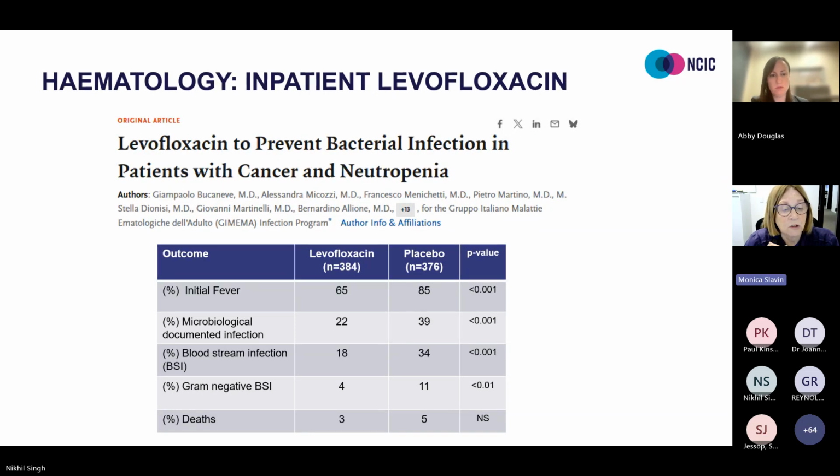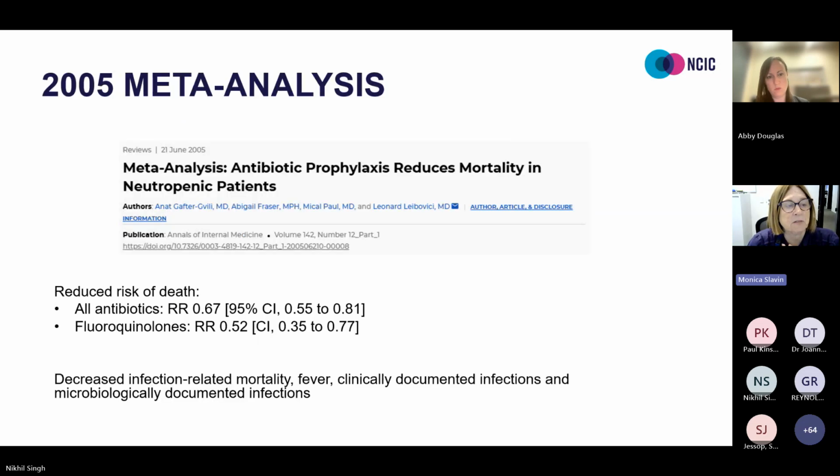So what we can learn from both of these is that, yes, fluoroquinolone in these studies did reduce instances of initial fever and bloodstream infections with gram-negative organisms, but didn't have an impact overall on deaths. And this has been carried through in more recent meta-analyses. Recent meta-analyses over the last several years really do not show a reduction in risk of death in current circumstances.